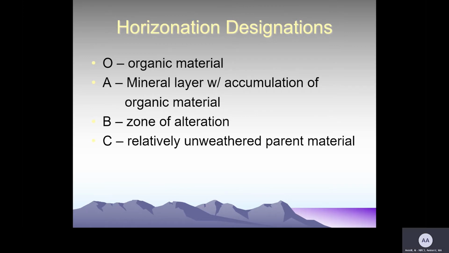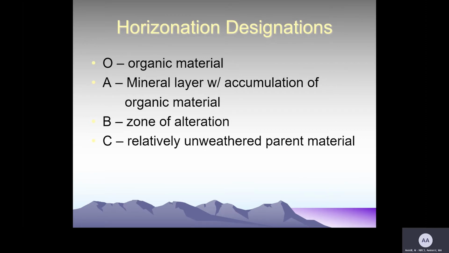The C layer or C horizon is a relatively unweathered parent material. That is the stuff that we talked about in the first presentation, where glacial deposits, floodplain deposits, windblown deposits have just been deposited, and they have not undergone these weathering processes. So it's sort of in the same condition that it was in when it was first deposited. So the C is the relatively unweathered geologic material.